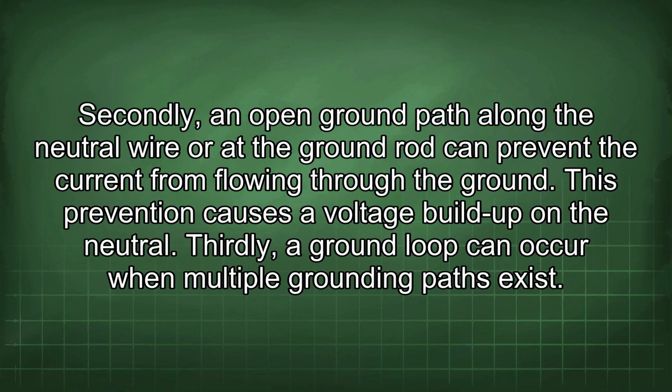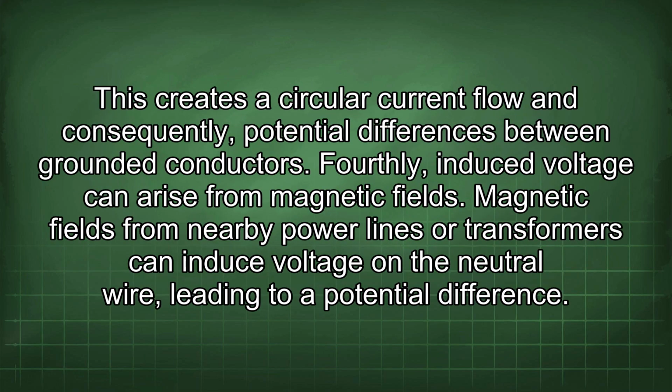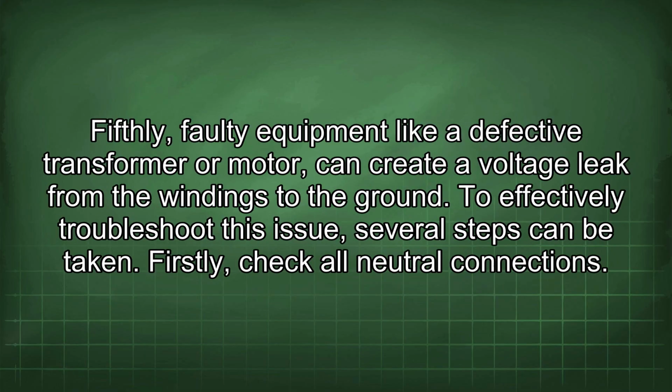Thirdly, a ground loop can occur when multiple grounding paths exist. This creates a circular current flow and consequently potential differences between grounded conductors. Fourthly, induced voltage can arise from magnetic fields. Magnetic fields from nearby power lines or transformers can induce voltage on the neutral wire, leading to a potential difference. Fifthly, faulty equipment like a defective transformer or motor can create a voltage leak from the windings to the ground.